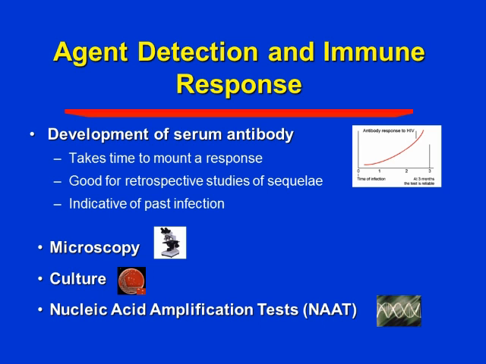More frequently, we often want to do direct detection of the agent, the infectious agent in this case. And this can be done by microscopy, by culture, and also frequently now we're using nucleic acid amplification tests because they're much more sensitive and often more specific than microscopy or culture.